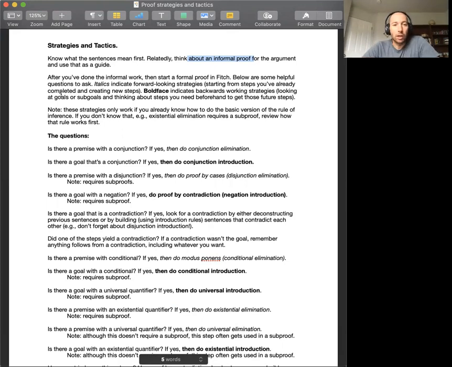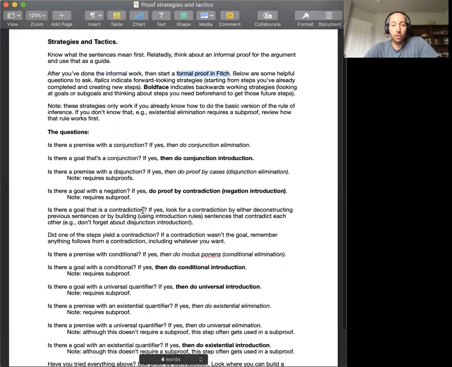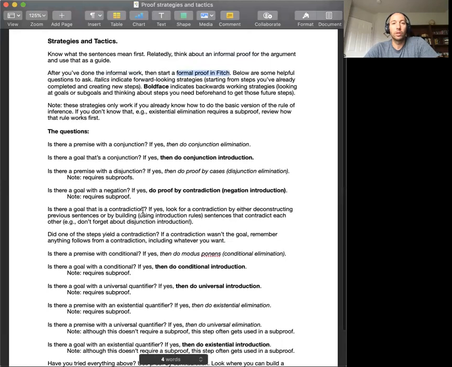Okay, so after you've done this type of informal work where you understand what the sentences mean, and you've got some idea of how the informal proof will look, then you can start doing a formal proof in our system, Fitch. And so what I've done is collect some questions that you should ask yourself as you're working through the formal proof below. I've put this document up on the Blackboard Learn website as well.